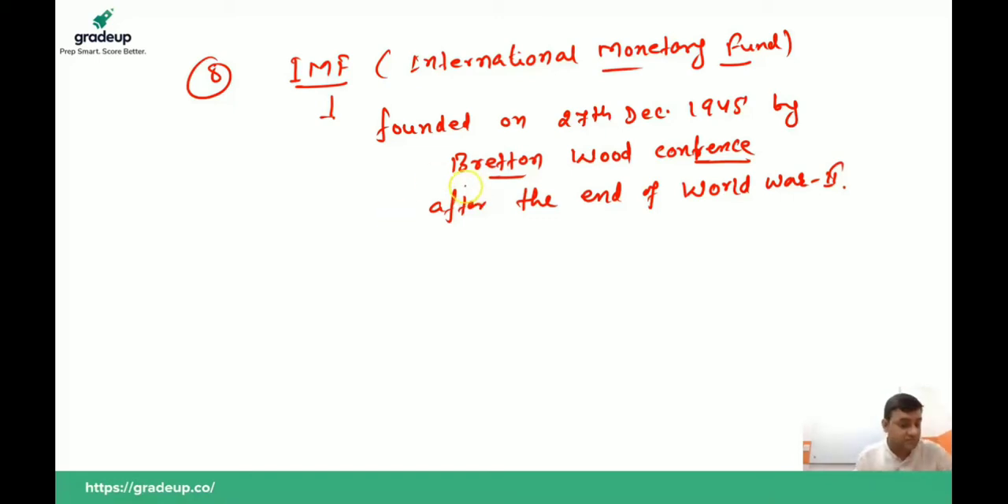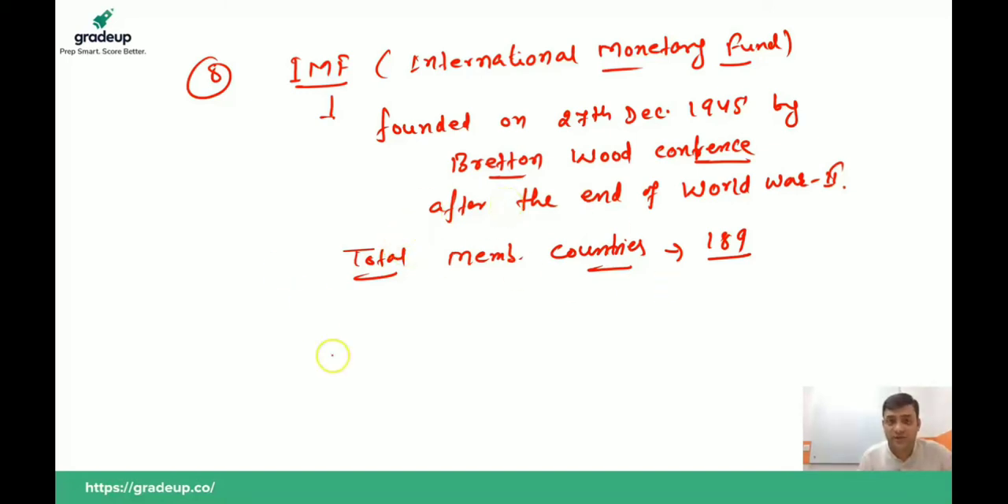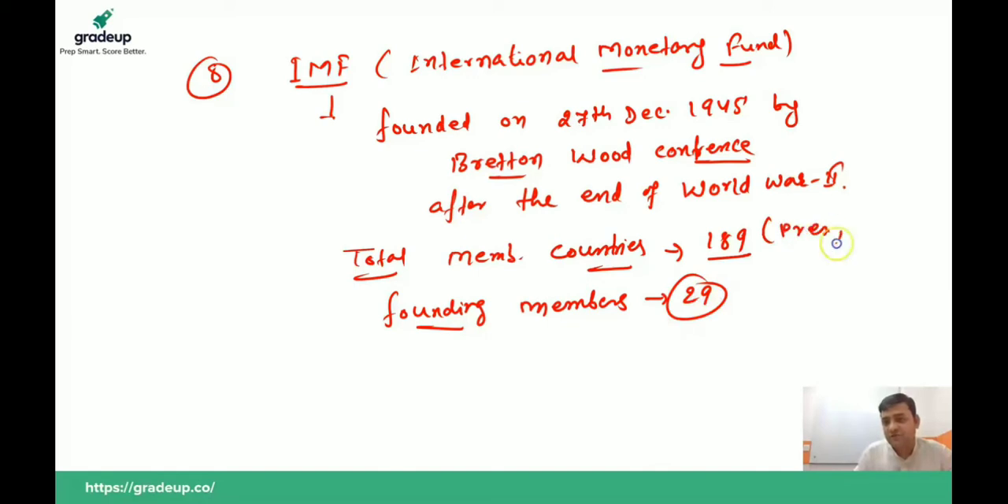This International Monetary Fund, at present, they will ask you how many countries are the members of the International Monetary Fund. So remember, total member countries are 189 at present. And when it was founded in 1945, there were only 29 members. So founding members were 29, and the present member is how much? You can say 189.